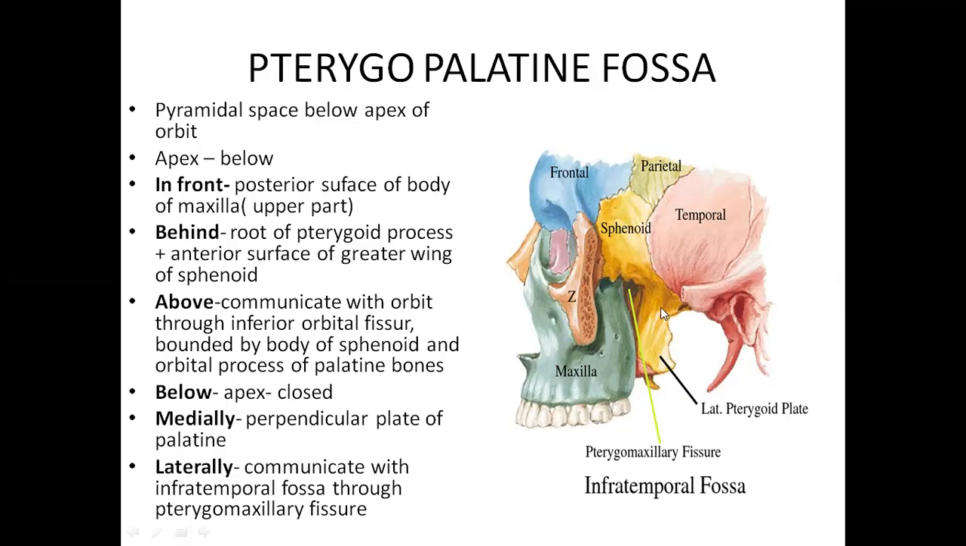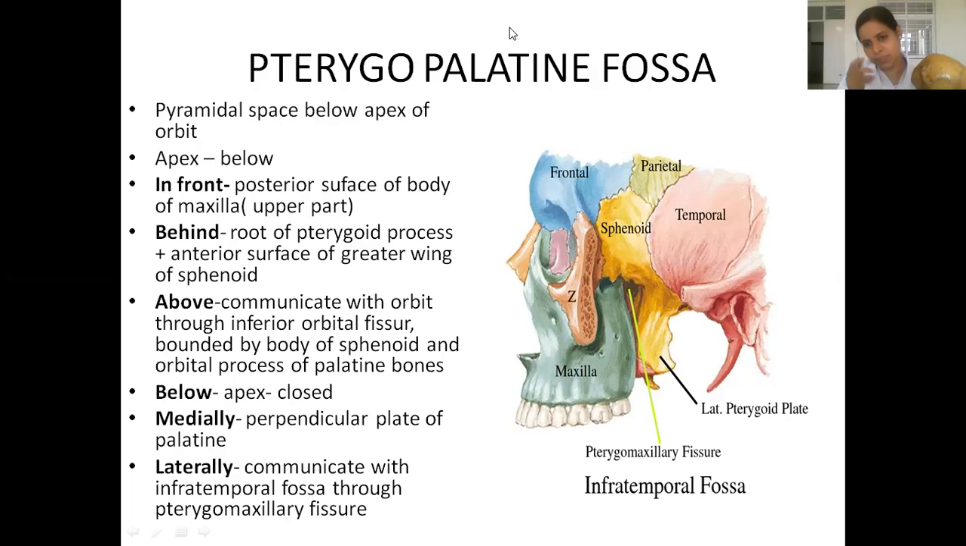Laterally, it is actually communicating with the infratemporal fossa through this fissure, the pterygomaxillary fissure. Though it is, of course, 100% complicated to understand the boundaries, still try to see. Anatomy is something which is of course a 3D view unless you have a bone in your hand. Even if you have a bone in your hand, we cannot break this skull bone and see that small fossa area. So you need to imagine a little. So this is our pterygomaxillary fissure.